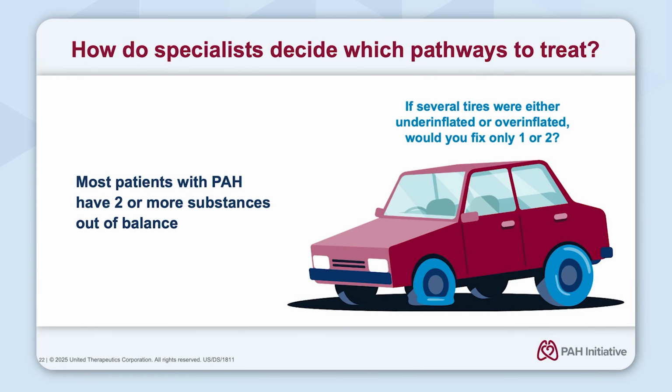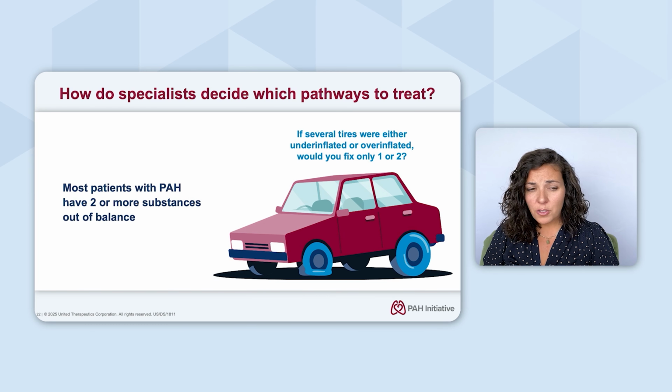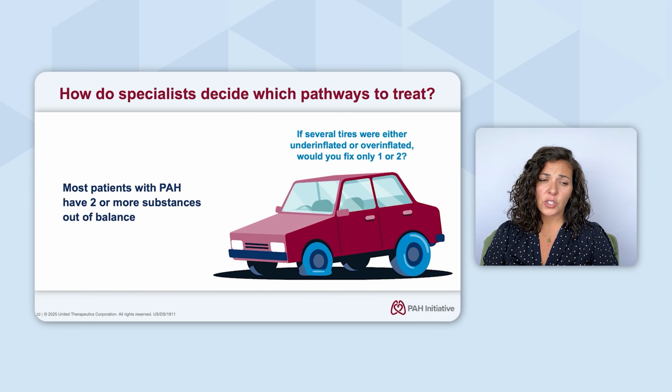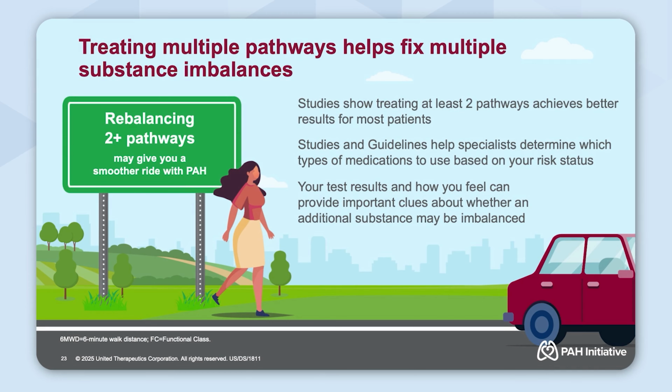How do your specialists decide which pathways to treat? Well, we've done studies, and we looked at targeting different pathways and in different combinations. If we target simply one pathway, 2 pathways, or 3 pathways up front, how well do patients living with PAH do? So most patients with PAH have at least 2 or more substrates out of balance. And if several tires were deflated on your car, would you keep driving or only fix one? No, you would fix all the tires so that the car can run smoothly. That is why we treat multiple pathways.